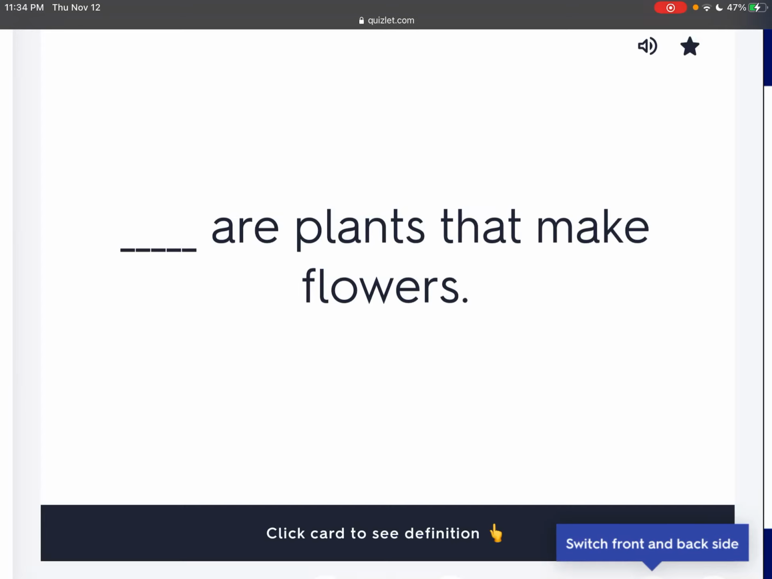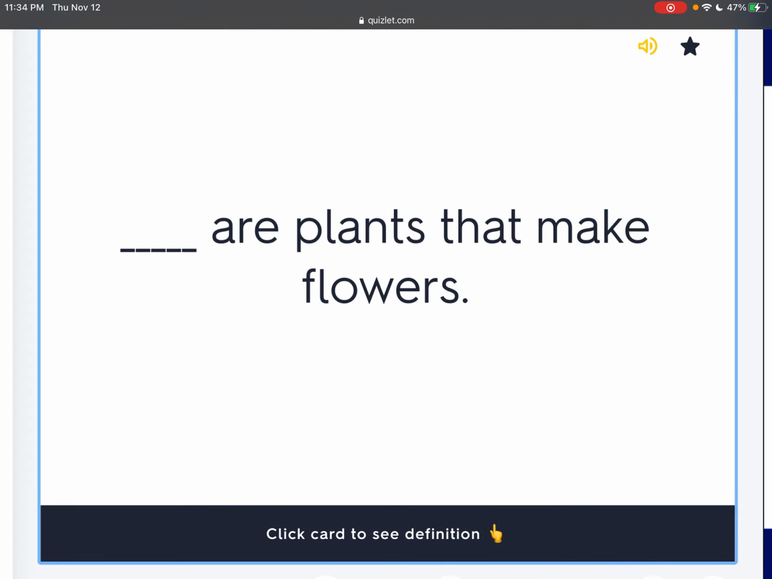Hello, I'm continuing by using Quizlet.com to go over the vocabulary words from Apologia Botany book lesson 3, flowers. Let's start. At the end, it's going to be a quiz with a flower model.